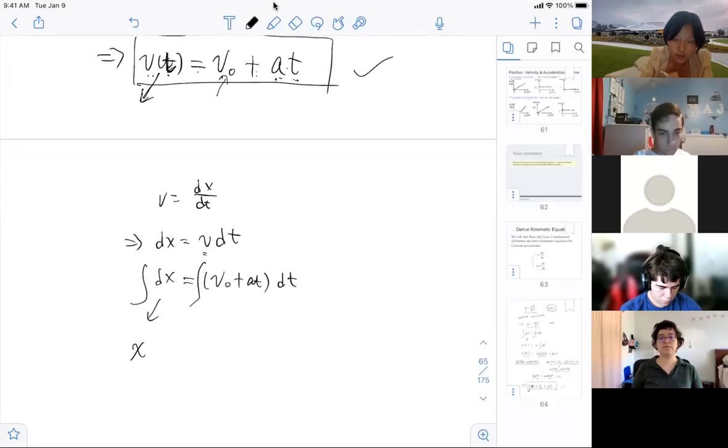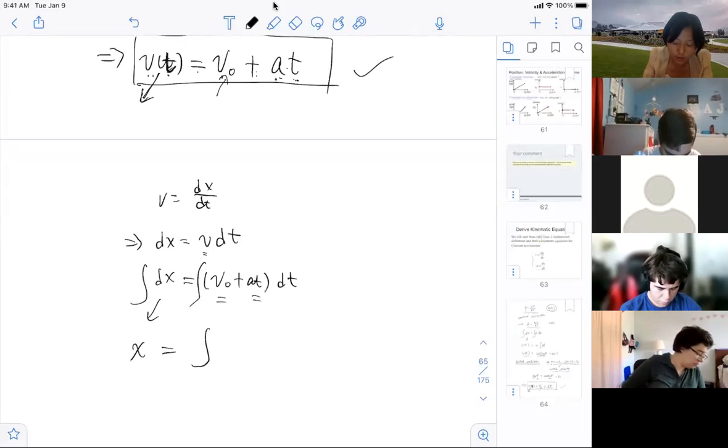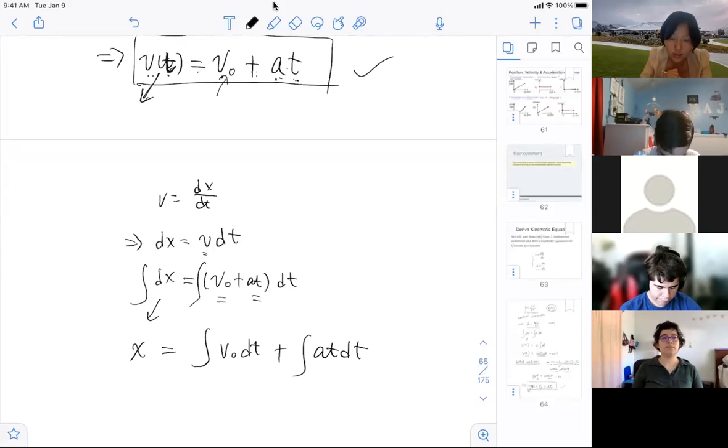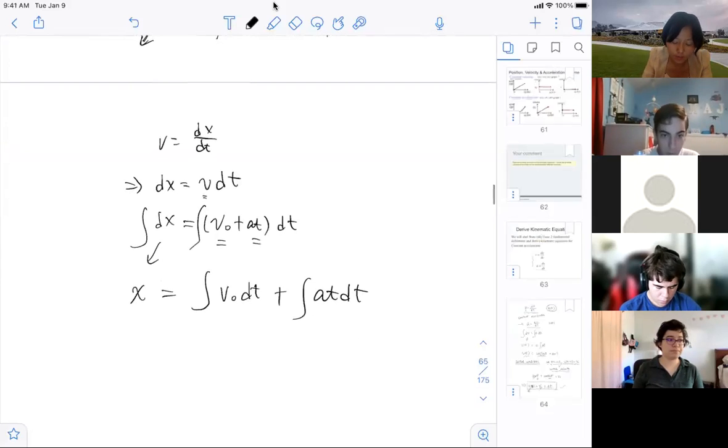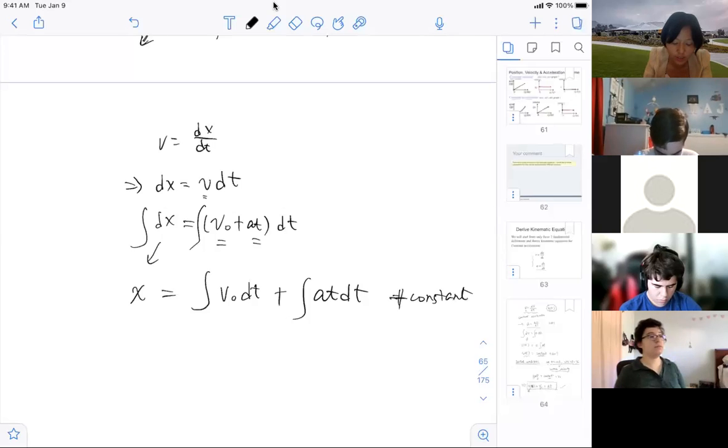This just gives me x, right? And here I will do one at a time, the integral of v naught dt and the integral of a t dt. Okay, and I should also have a constant. Don't forget to add a constant, because when you take the derivative of a constant, it goes away. So you can add a 2 here, 5 here, you can add 100 here. It could still satisfy your original result. So your solution needs to be general.